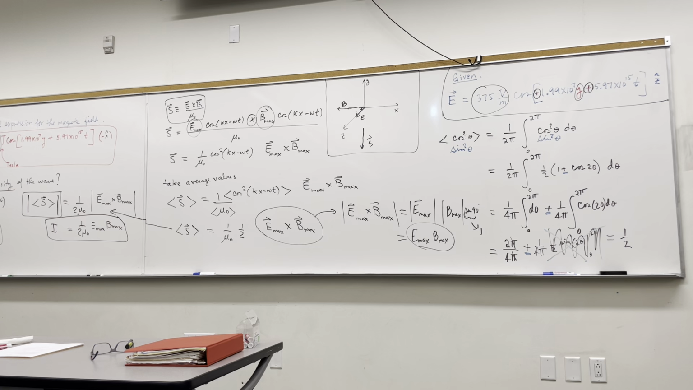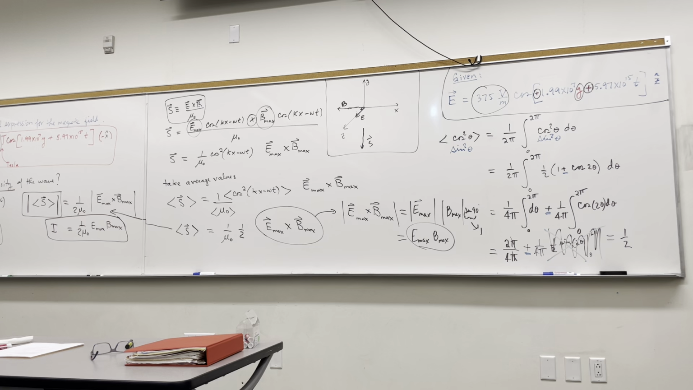So the y here tells me that it's traveling along the y-axis. Now, how do I know if it's traveling in the positive y direction or in the negative y direction? Then I look at the signs, right? This is a plus, and this is a plus. And when the signs are the same, it travels in the negative y direction. So the wave travels in the negative y direction.